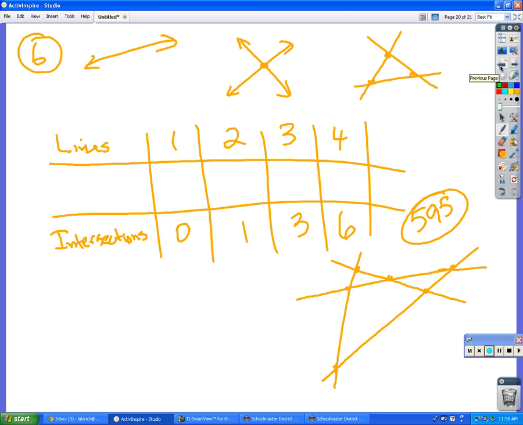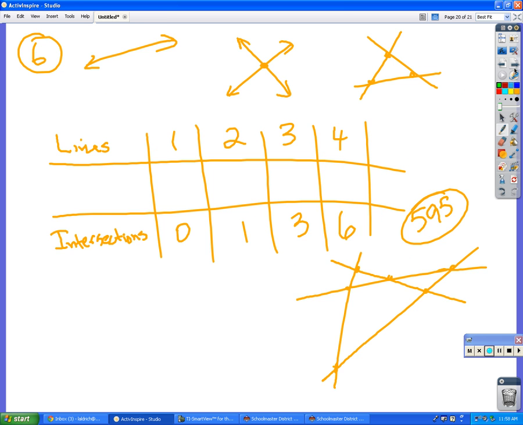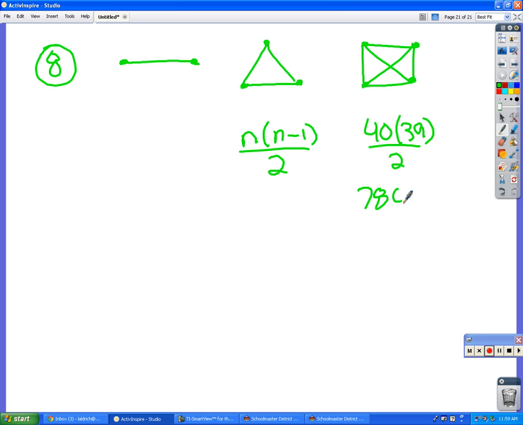No, because then you have a house in the middle with lines coming out. That's a weird thing. Is it like this one? Yes. Okay, so this is going to be the formula that we're going to use. n times n minus 1 divided by 2. And how many houses do we need? 40. So I need to know what 40 times 39 divided by 2 is. So that is 780. Okay?